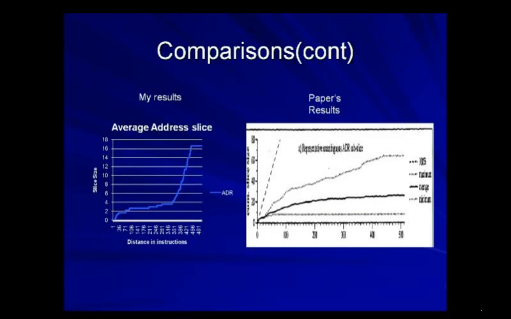Next, I want to compare the address slices. So I again use the average slice size. And at first glance, these don't look like they match exactly. However, if you look at the charts, both the averages, my average and their average, come up towards about a 20 instruction slice size. I have a different curve getting there, and again, that could be attributed to having different binaries that I tested, but we can see that the results are fairly close.